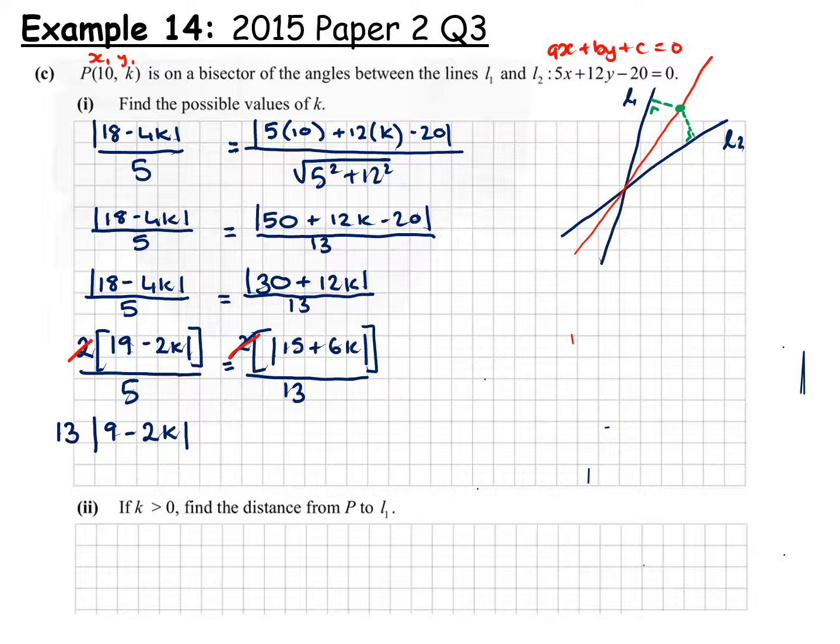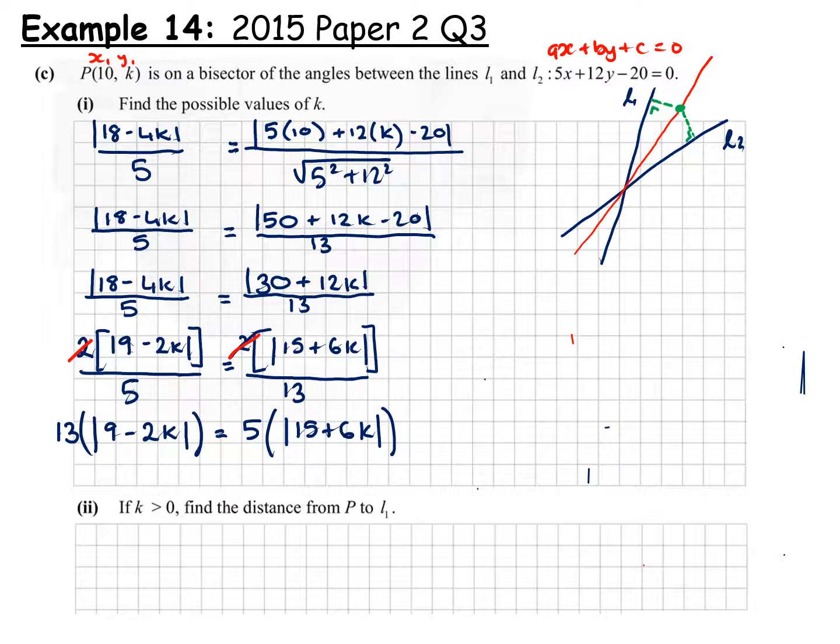by 13. So 13 times that is equal to 5 times 15 plus 6k. Now, absolute value sign. So one way that we can get rid of that is by squaring both sides. Now, if you do square both sides, you're going to get something that is quite complicated and it's going to take a while to work with, and that's absolutely fine.